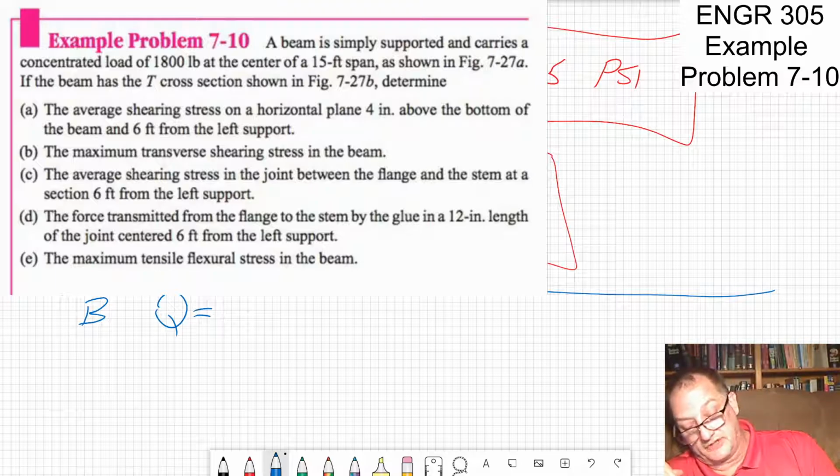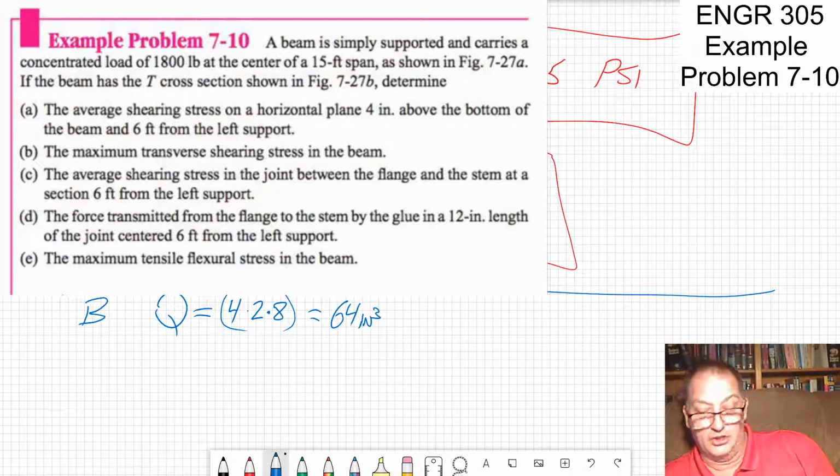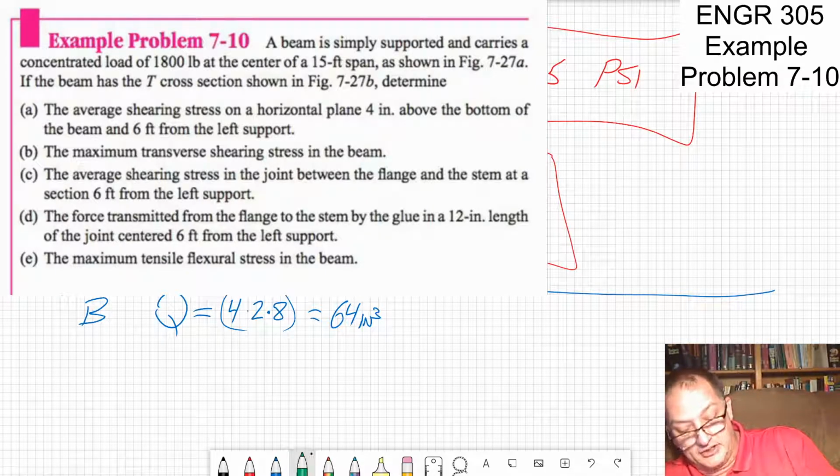Q is going to be on average, right? That's going to be 4 inches down, and then my area is actually going to be 2 times 8. And so that's going to give me 2 times 8, 16, so times 4, 64 inches cubed. And that's going to substitute right into this one.